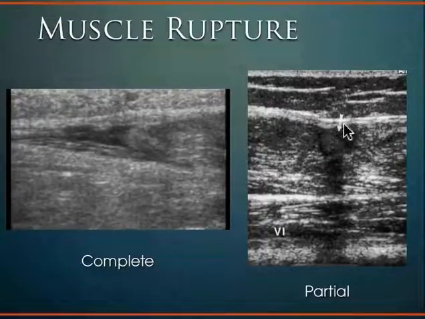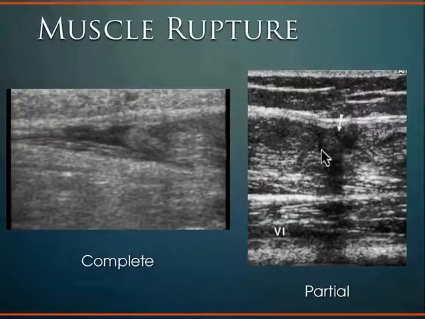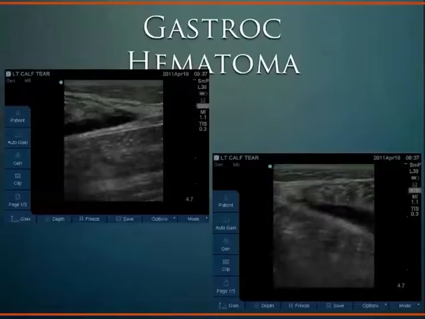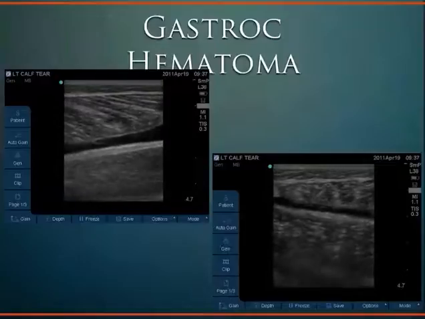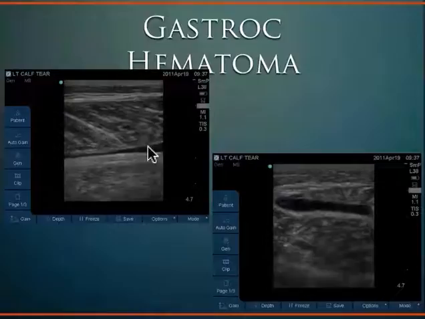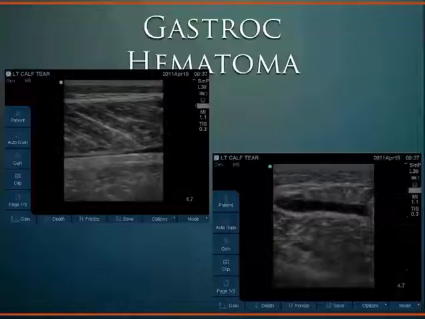Partial tear, you're going to see maintenance of those connective tissue fascial planes, but you're going to see that intrasubstance partial tearing of the muscle. Again, just disruption of the muscle tissue and maybe localized hematoma. This is a patient I saw just a couple weeks ago, calf or gastroc tear with a corresponding hematoma. So I'm just moving through the spectrum of the hematoma through here, and we'll replay that image.